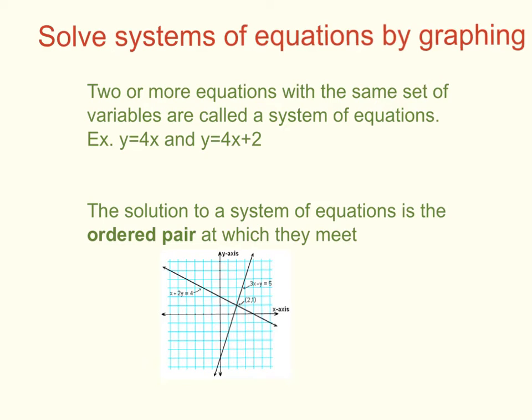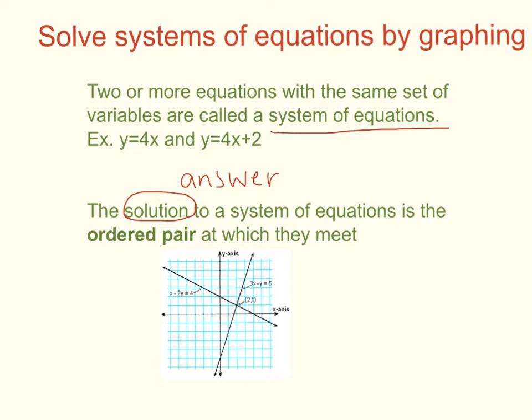This lesson is solving systems of equations by graphing. So two or more equations with the same set of variables are called a system of equations. We're just going to be talking about two equations, two lines, and how to solve them. So the solution, the answer to a system of equations is the ordered pair at which they meet.